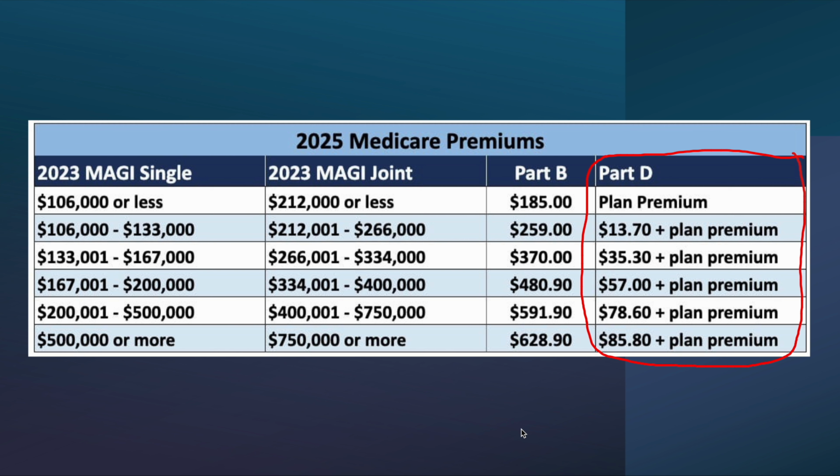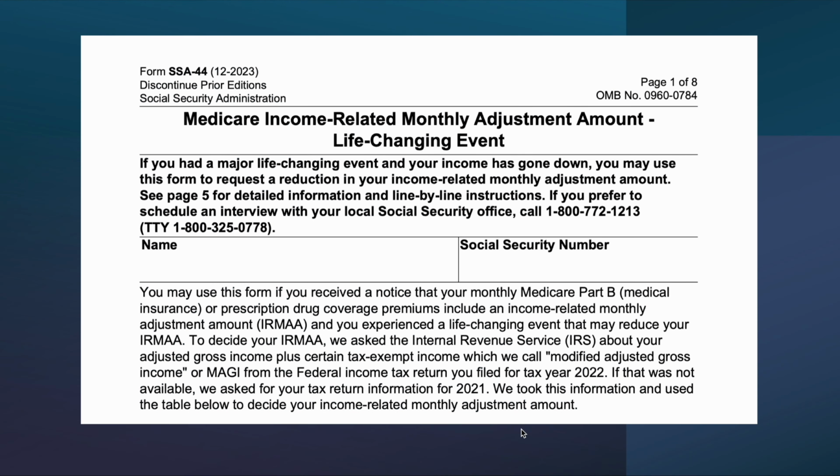So let's make it easy and say that your plan premium is $10. So at the lowest level, it would be $23.70. At the highest level, it would be $95.80.